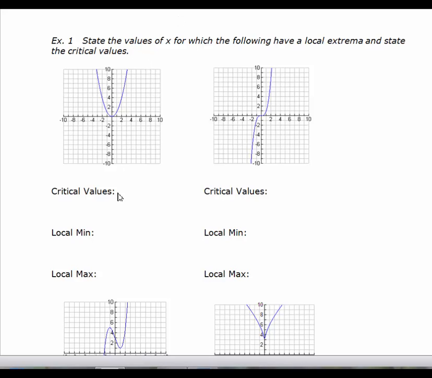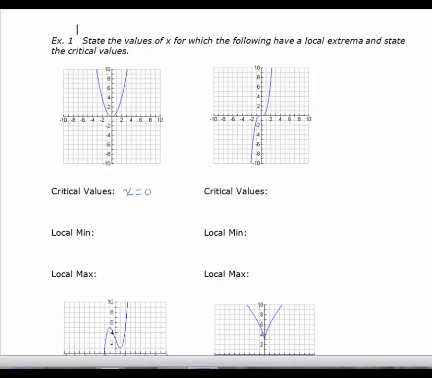The critical value is where the first derivative is equal to 0. So what we're looking for is whether there is a value of x where you have a horizontal tangent. Take a few seconds to look at that picture and choose the x value where you have a horizontal tangent. Okay, and hopefully you said x equals 0, so that's where we have our horizontal tangent.